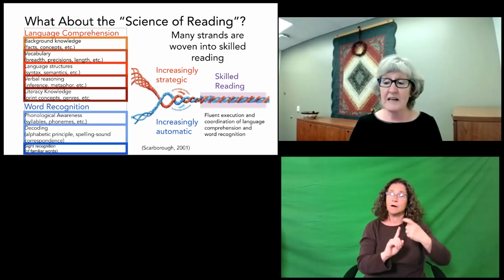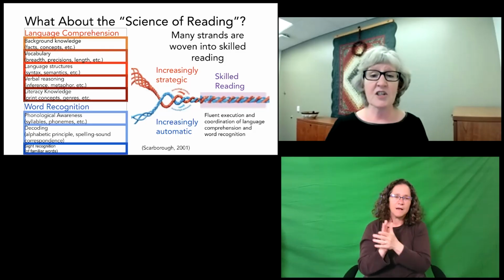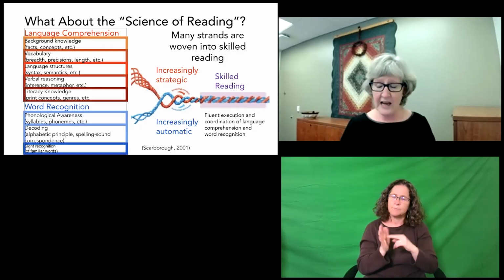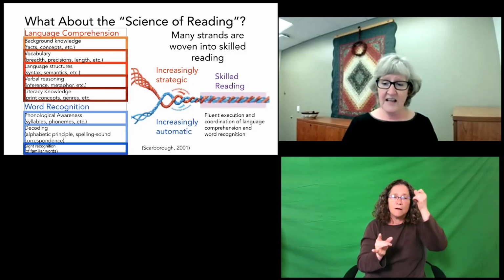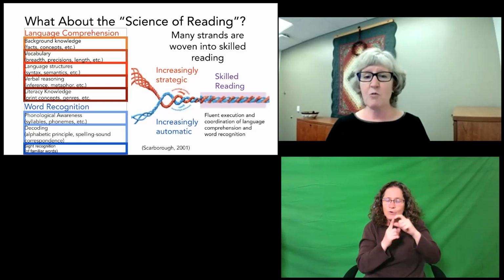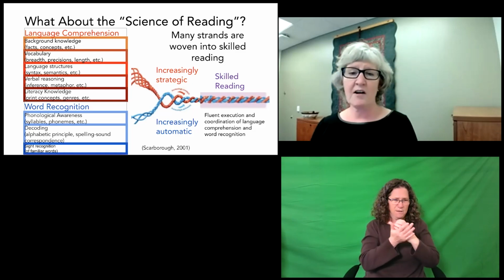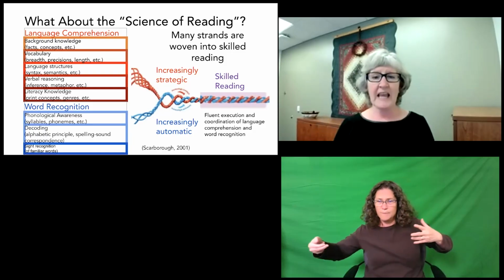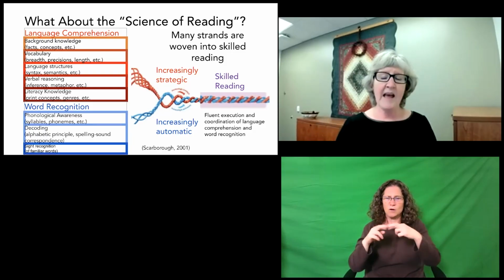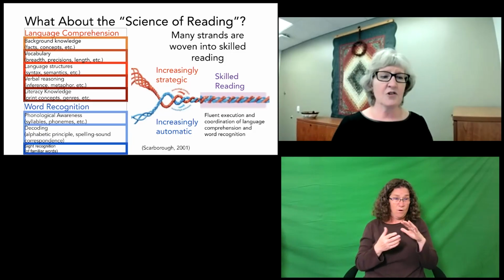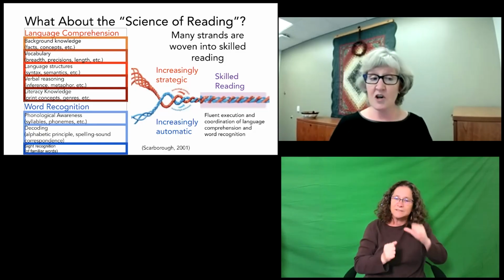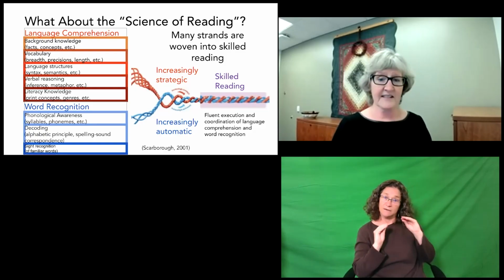Skilled reading means fluent execution and coordination of language comprehension and word recognition. And we have an image here of these skills being woven together into a strong strand, a strong thread, a strong cable of all these skills. And so for all of these skills, cued speech can visualize and be used instructionally for all these areas in the science of reading.